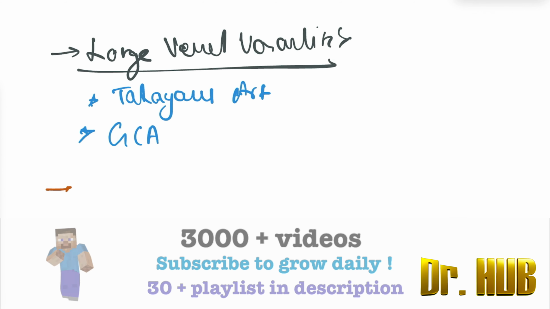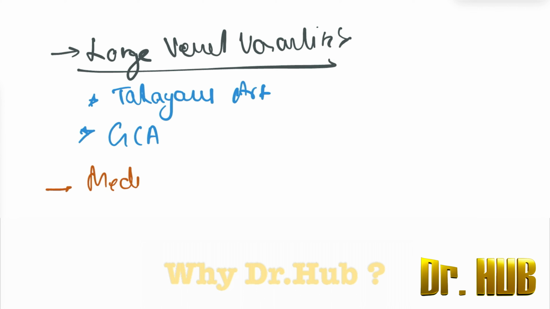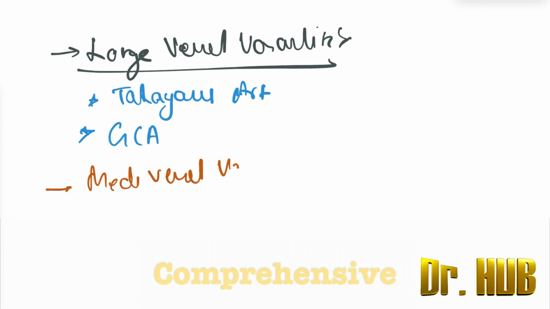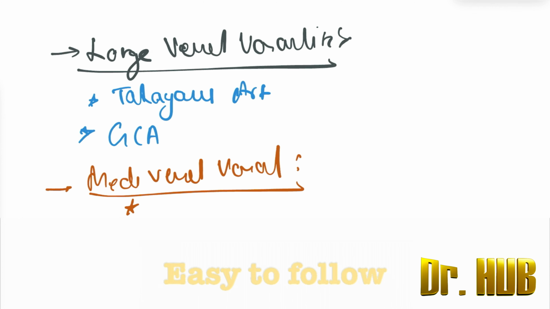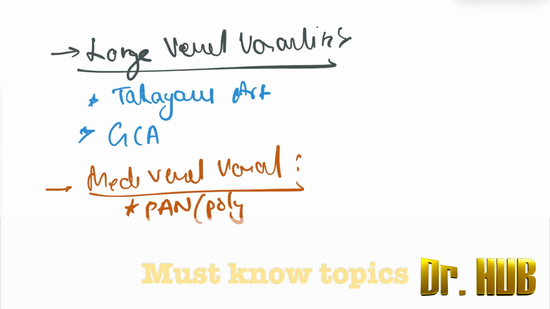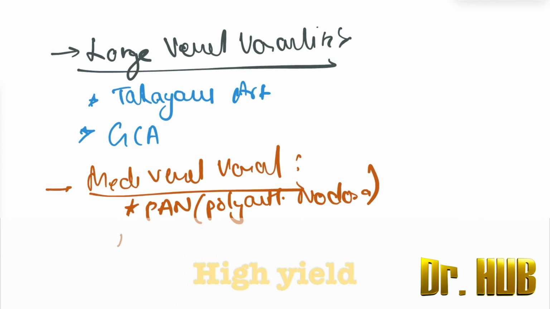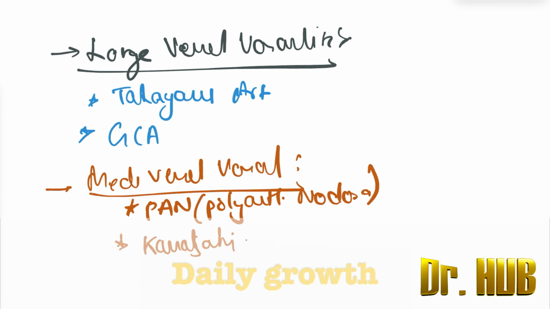Next we look at the medium vessel vasculitis. The medium vessel vasculitis includes PAN. PAN stands for polyarteritis nodosa. And next comes the Kawasaki disease.